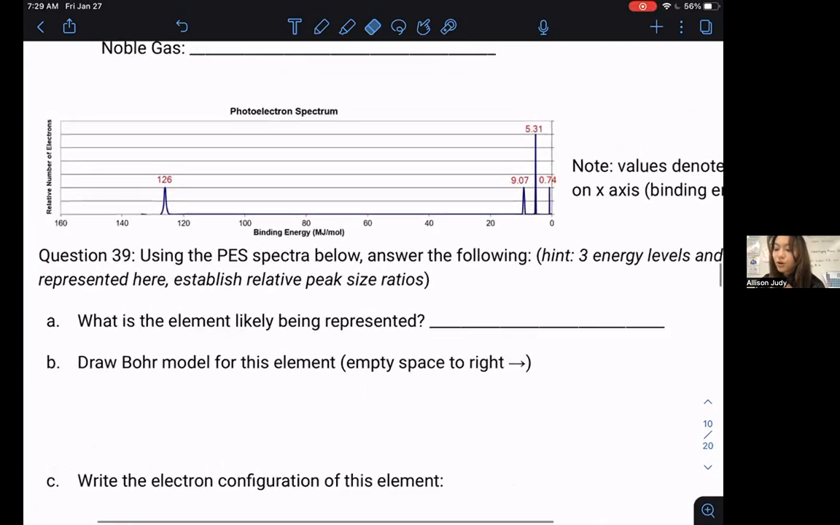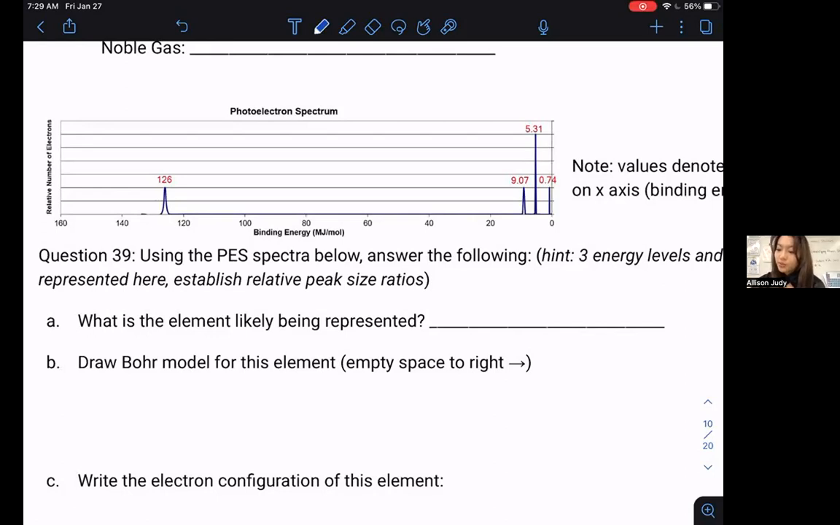Well, the closer you are to the nucleus, the higher your binding energy, because it's going to take more energy to eject you from that energy level because you're stable. You're really close to the nucleus. You're where you want to be. You're at your ground state, right? So the first peak in general is always 1s, energy level 1, orbital s, okay?